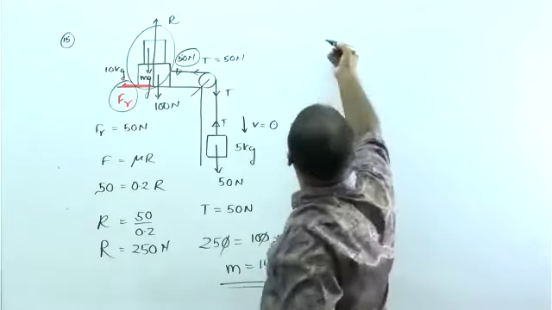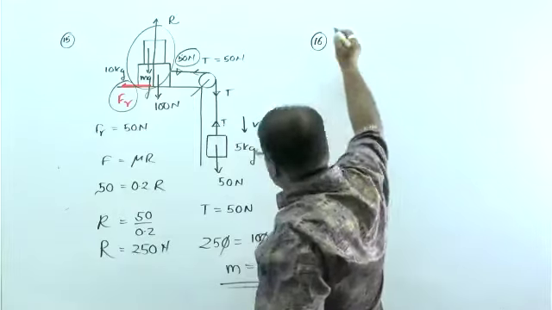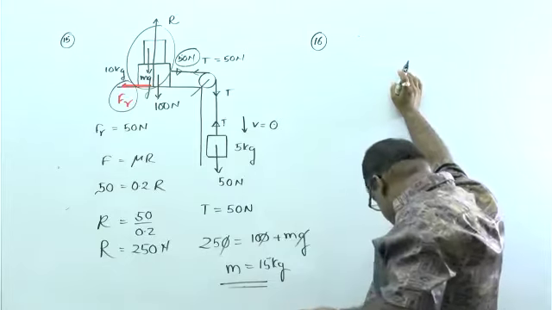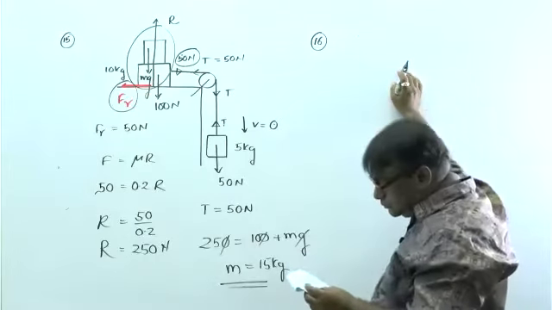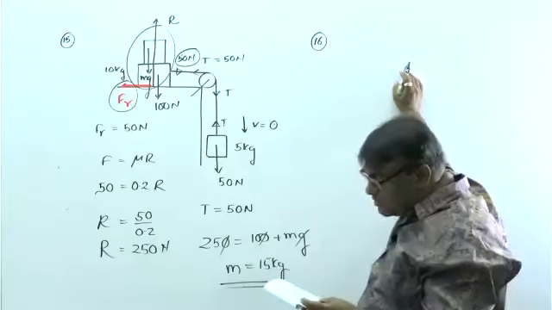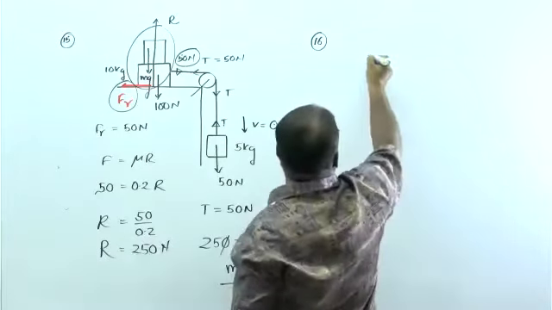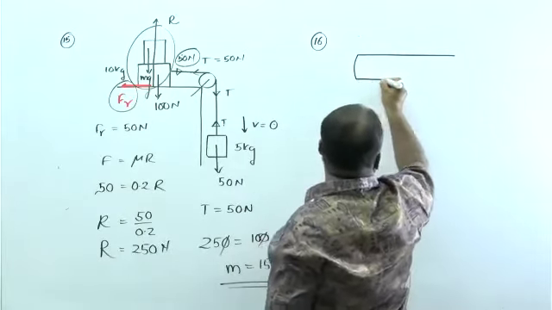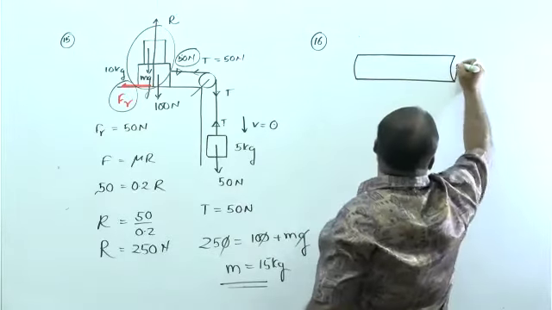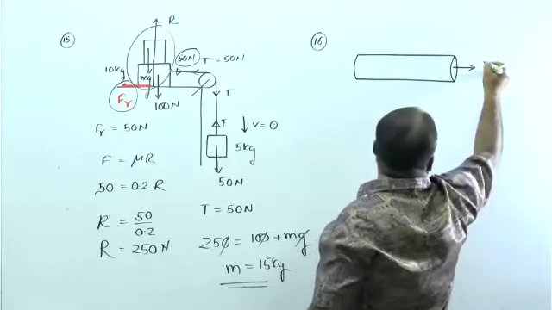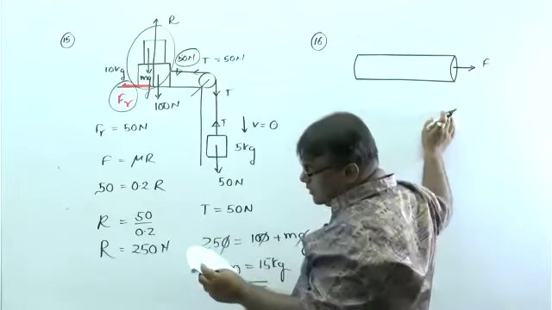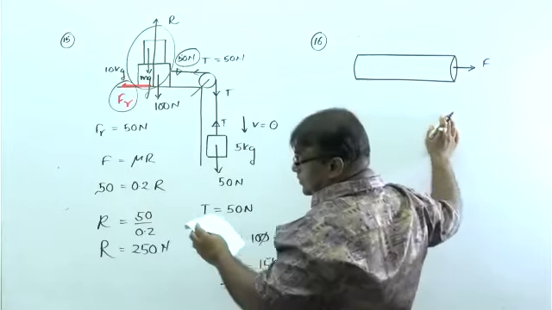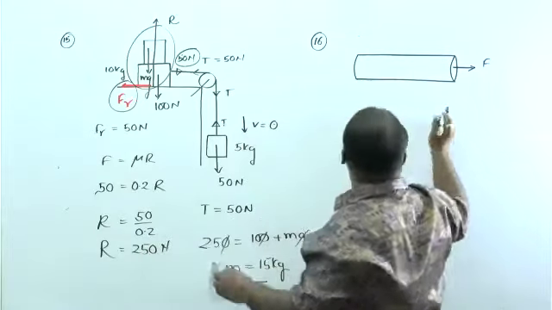Number 16. A uniform rope of length L is pulled by a constant force as shown, like this. Here we have a rope. A force is applied, F. The tension in the rope at a distance of x from the end where the force is applied.